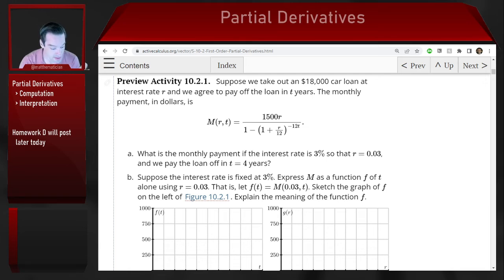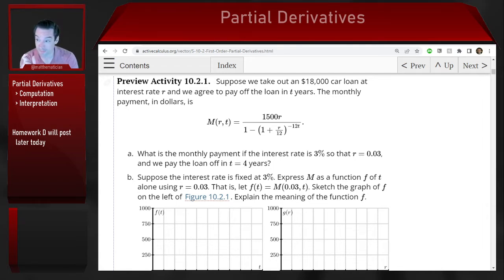So our first task is to set the table for what the derivatives of a function of several variables should actually be telling us about that function. And so the preview activity in this section calls back to this function of two variables that is a monthly payment formula that relates to the principal, the amount of money that I'm borrowing on a loan.